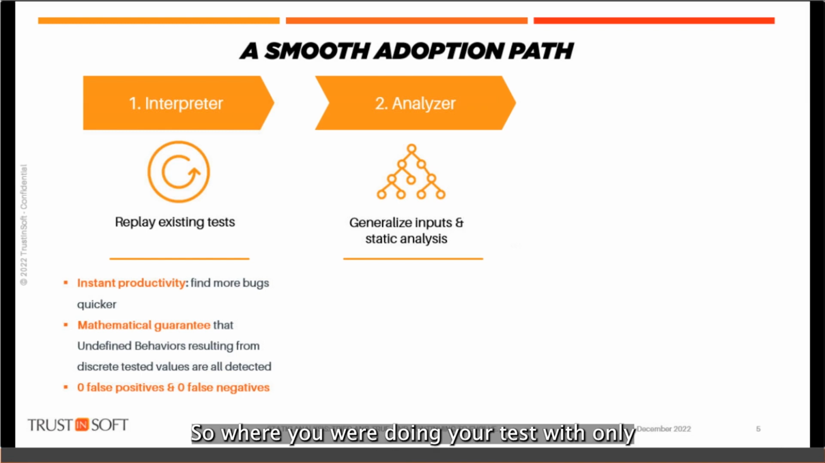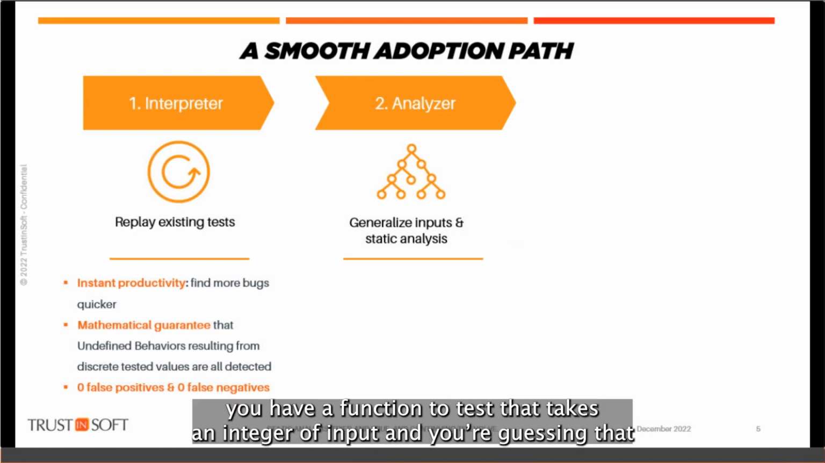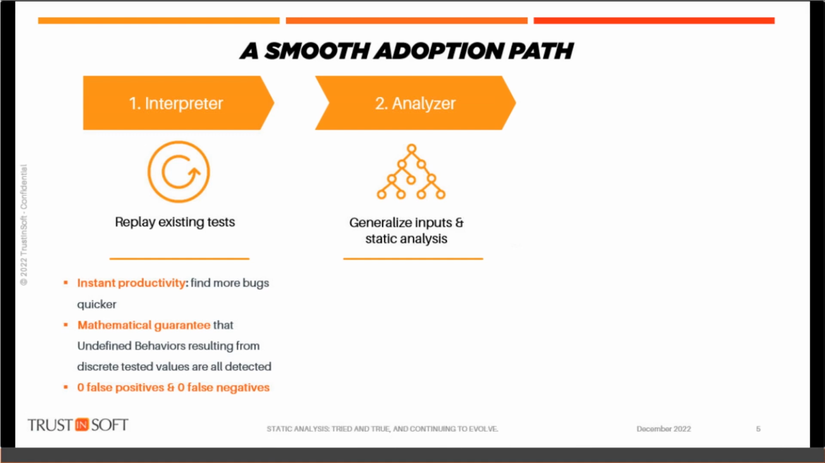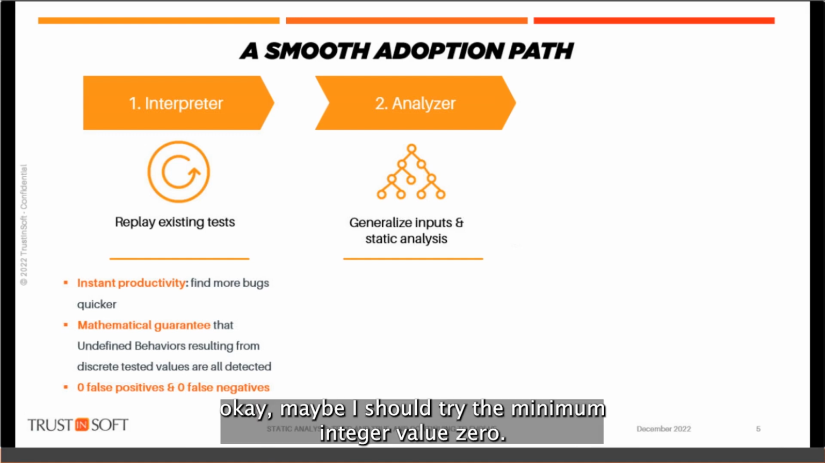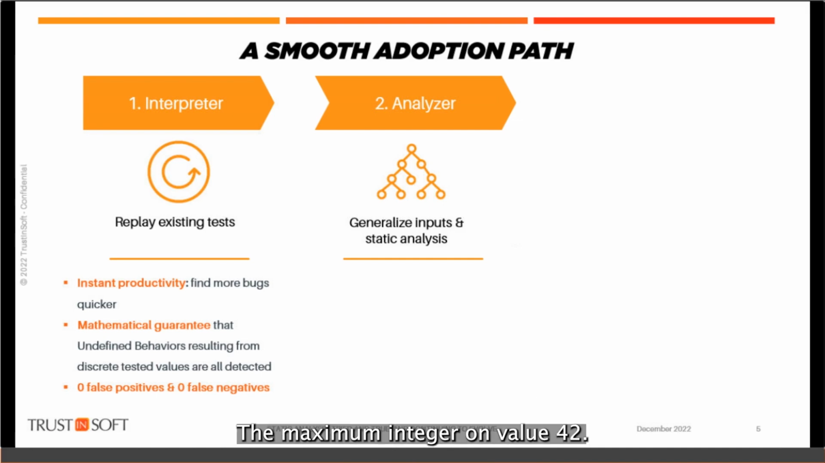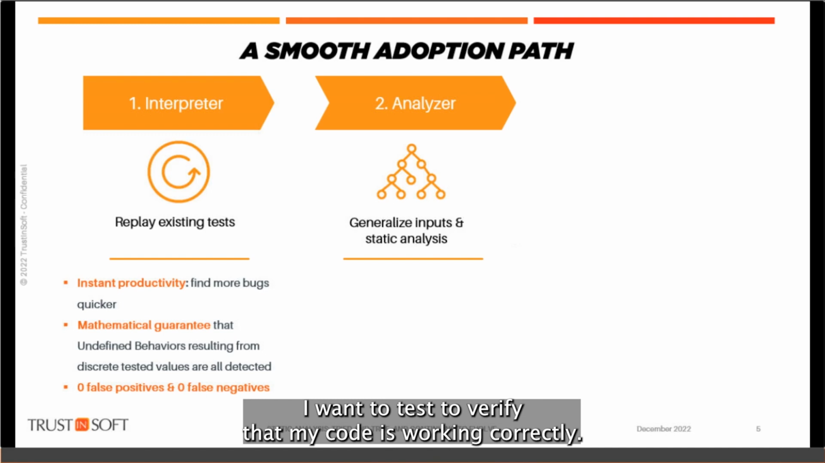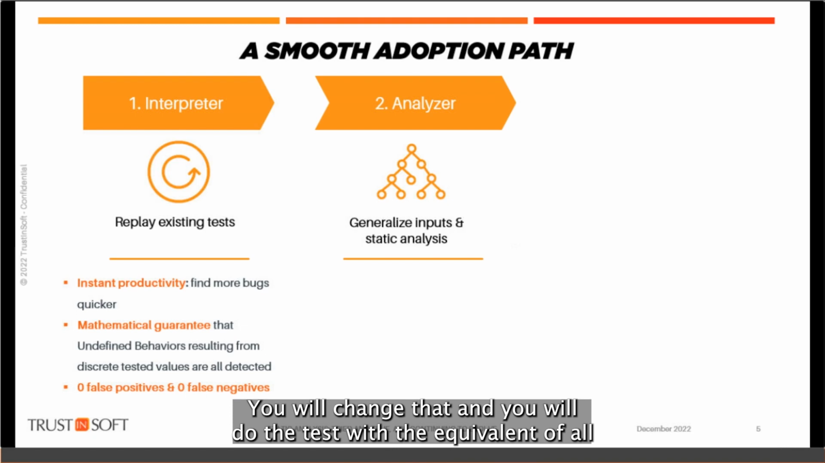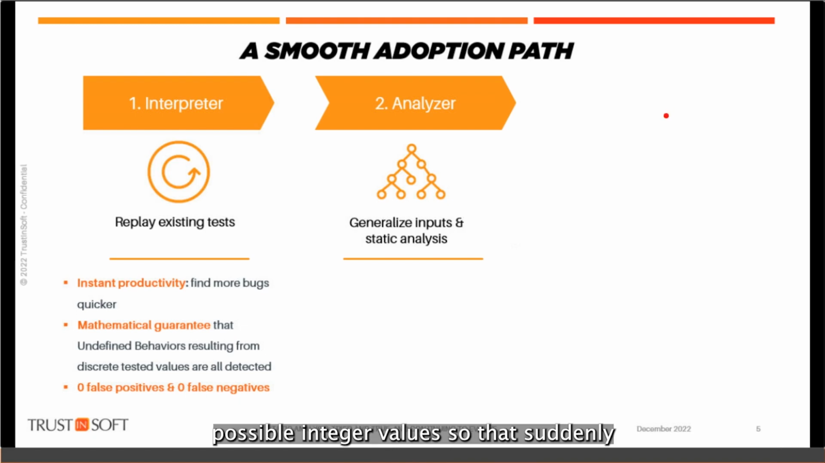Where you were doing your test with only a finite set of discrete inputs, say you have a function to test that takes an integer as input, and you're guessing that, okay, maybe I should try the minimum integer value, 0, the maximum integer value, and 42. These are the 4 values I want to test to verify that my code is working correctly. You will change that, and you will do the test with the equivalent of all possible integer values.